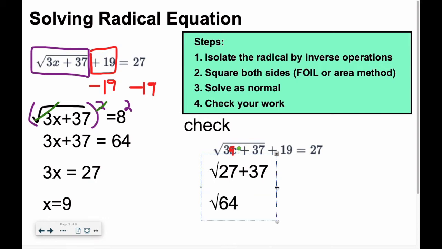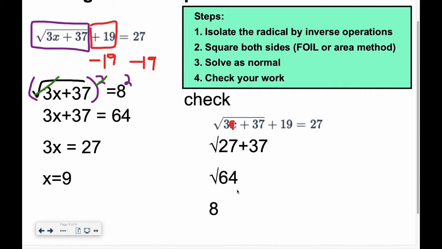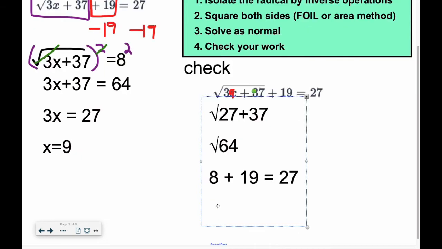That's going to be 64. Square root of 64 is 8. But we know 8 plus 19 equals 27. Yeah, that checks out because you get 27 equals 27. So it works. We get a true statement here for our check. We're good to go.